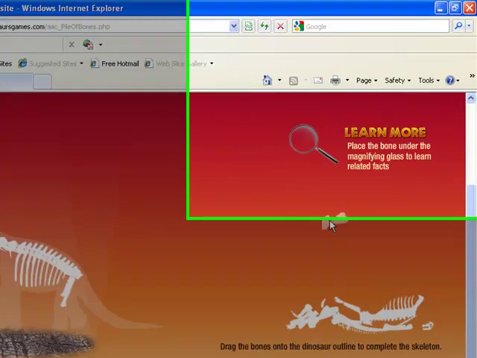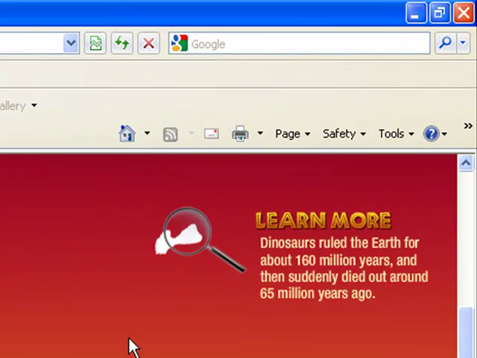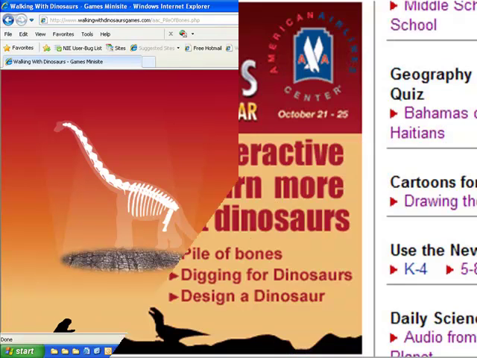Also, students can drag the bone underneath the magnifying glass to get a little bit of a dinosaur fact or some trivia. Students continue moving bones to the dinosaur until all the spaces are filled. There'll probably be a few bones left over.